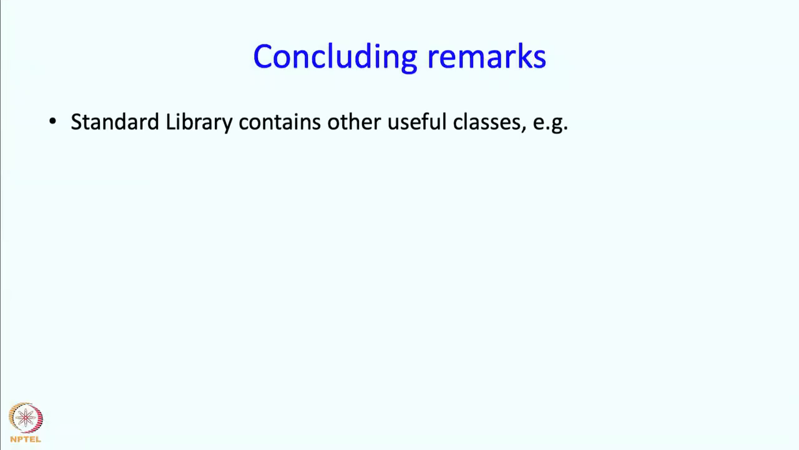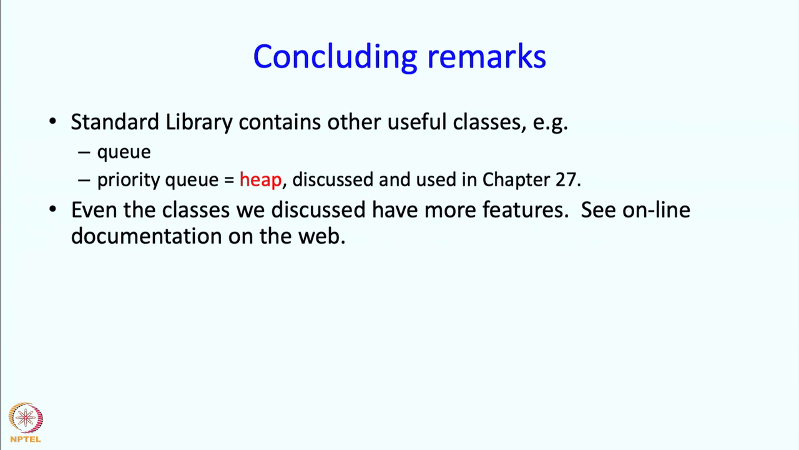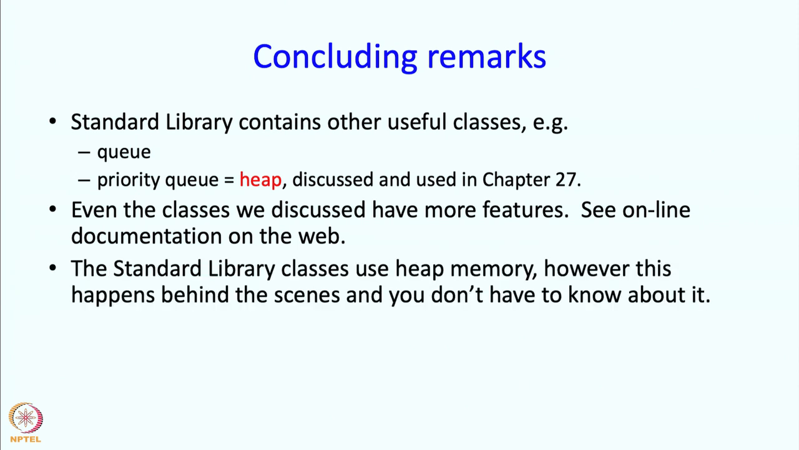All right, so that brings us to the end of this lecture. I just want to make a few concluding remarks. The standard library contains some classes which we discussed, but it also contains some other classes. There is a queue class, and a priority queue class which is discussed in the book in chapter 27, and several other classes. Even the classes that we have discussed have a lot more features, so see the online documentation on the web. The standard library classes use heap memory. However, this happens behind the scenes and you really don't even have to know about it, and that is the beauty of it. It is reducing your thought overhead.